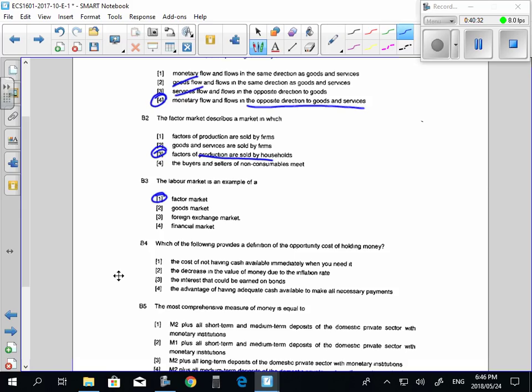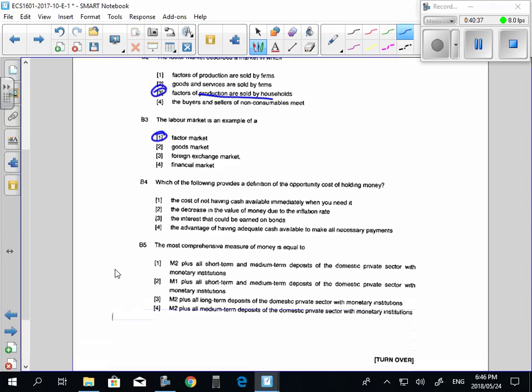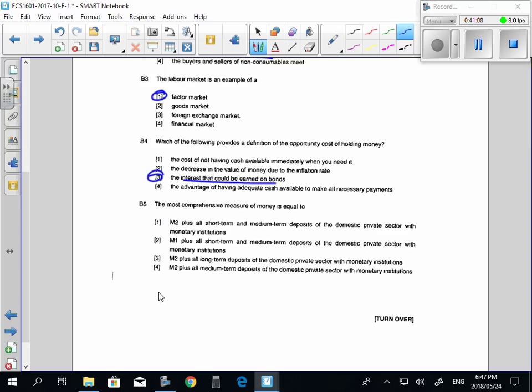Which one of the following provides a definition of the opportunity cost of holding money? Interest that could have been earned on bonds. Remember, when we look at the demand for money, we assume that there's only 2 assets, money and bonds. You either hold your wealth in money or bonds. And we said that bonds earn an interest, money does not earn an interest. Okay. So the opportunity cost of holding money is the interest that you do not earn because you did not use that money to purchase a bond. Okay. Obviously, you all knew that already because you've all studied.